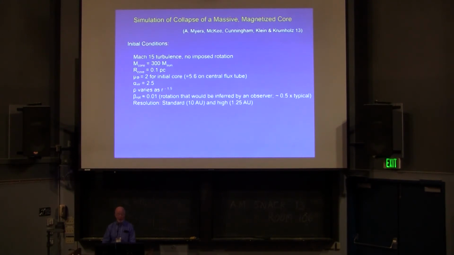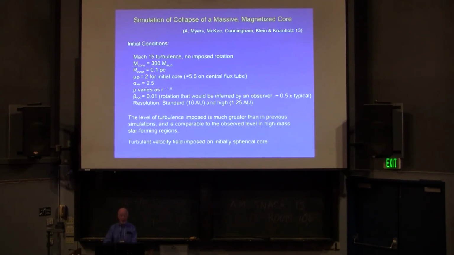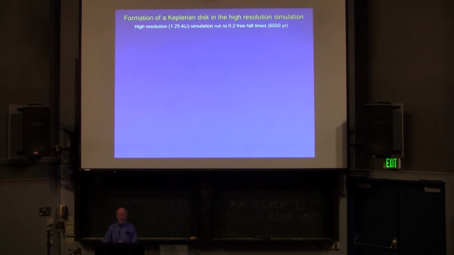And we ran 2 cases, standard resolution of 10 AU and a high resolution. In the standard resolution, we didn't see the formation of a disk. The level of turbulence imposed is much greater than in previous ones, except for Santos-Lima, and it's comparable to the level that you actually observe. And we did not allow the turbulence density to develop self-consistently. We just imposed the turbulent velocity field on the core, and we turned on gravity immediately. So we then found that we did get a Keplerian disk.